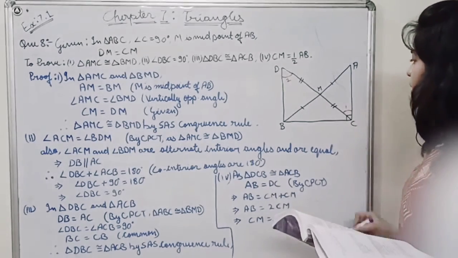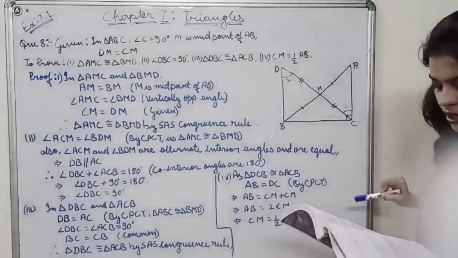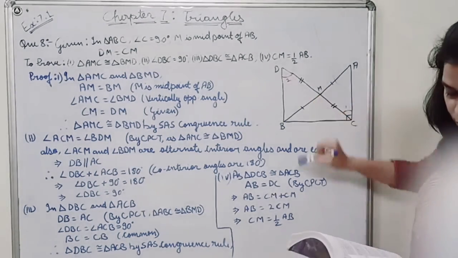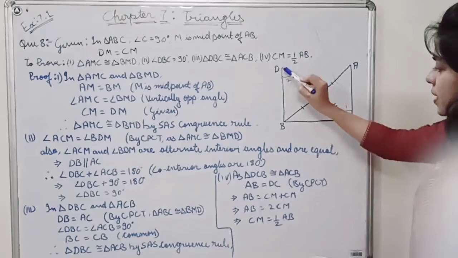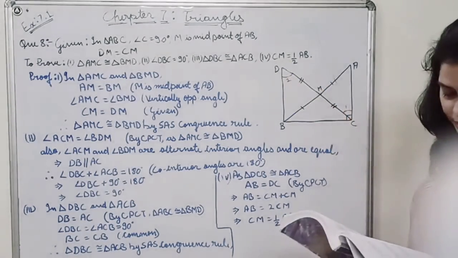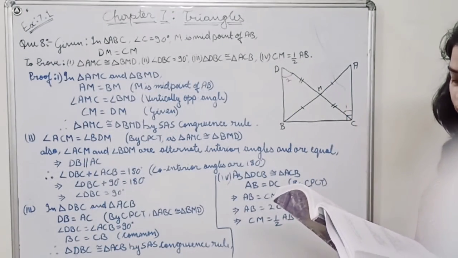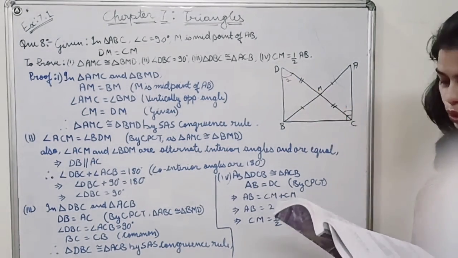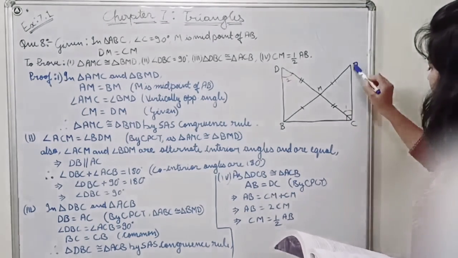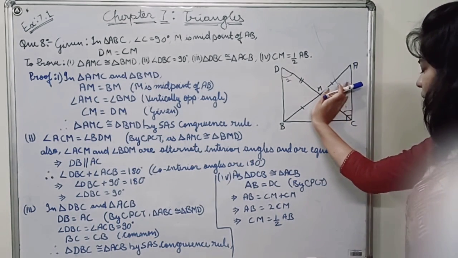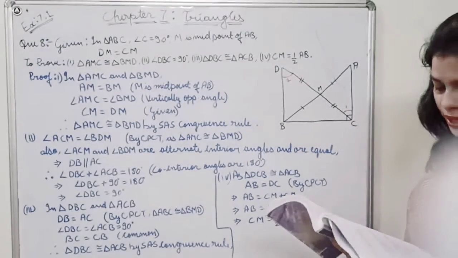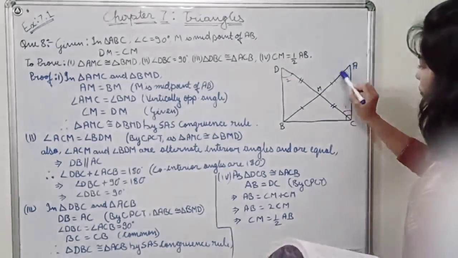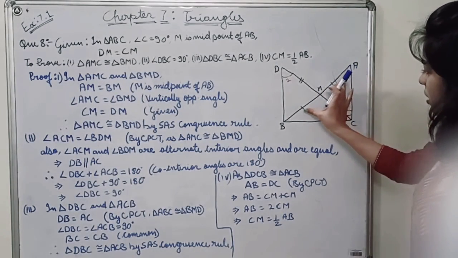We have to prove that triangle AMC is congruent to triangle BMD, means this triangle is congruent to this triangle. Also angle DBC, means this angle, is 90 degrees. Next, triangle DBC is congruent to triangle ACB, means this triangle ACB. Last, we have to prove that CM is half of AB. This CM is half of AB.